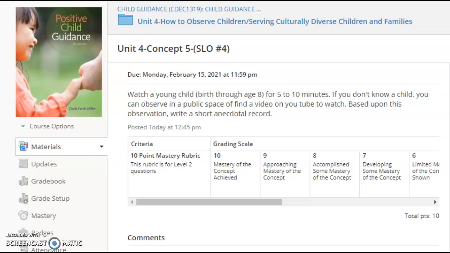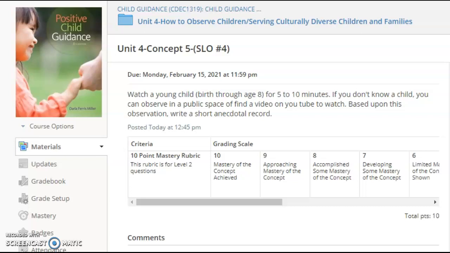For this assignment, I am asking you to watch a child between the ages of birth through age 8. I don't really recommend watching children probably under 6 months of age because they just won't be as active for you to actually be able to write an adequate amount. You want to watch them for about 5 to 10 minutes.